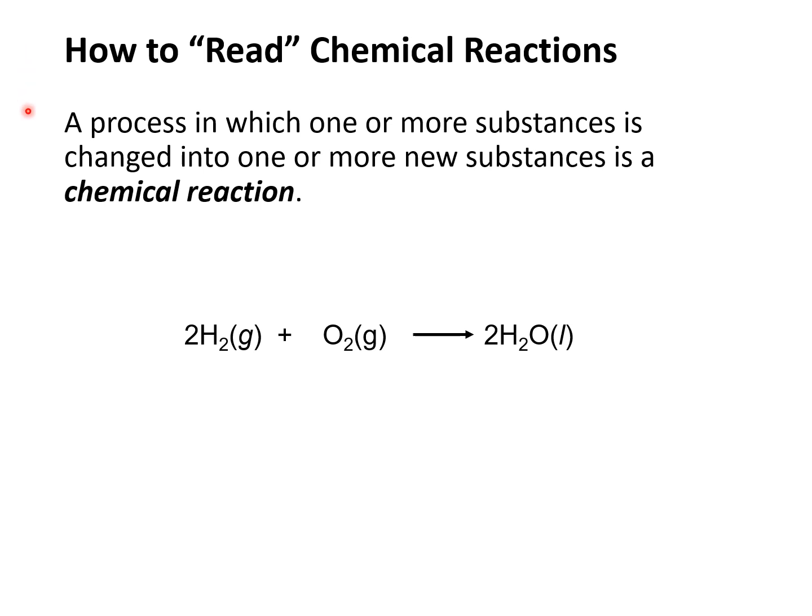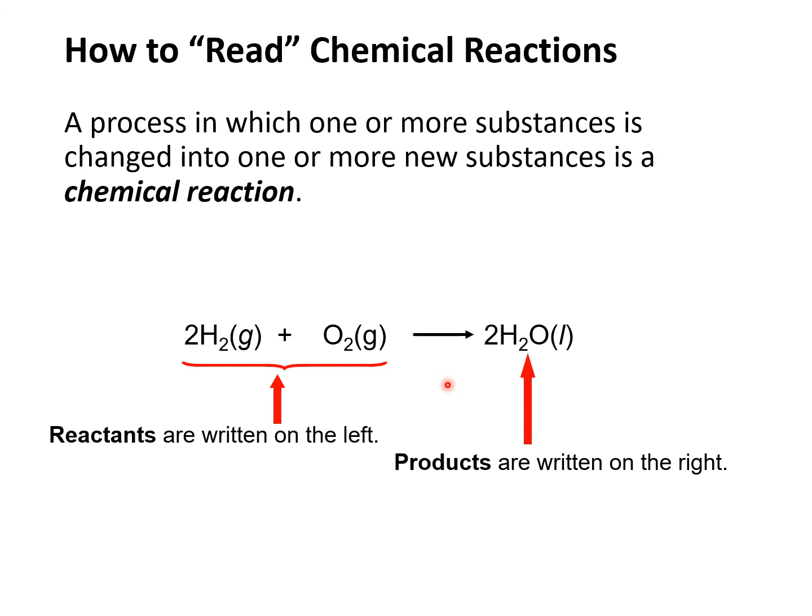A chemical reaction is a process in which one or more substances is changed into one or more new substances. In this example, we have the reaction between hydrogen and oxygen gas to form liquid water. The reactants are always located on the left-hand side of the reaction, and the products are always located on the right-hand side of the reaction. The reactants and products are connected with an arrow, which points in the direction from the reactants to products.